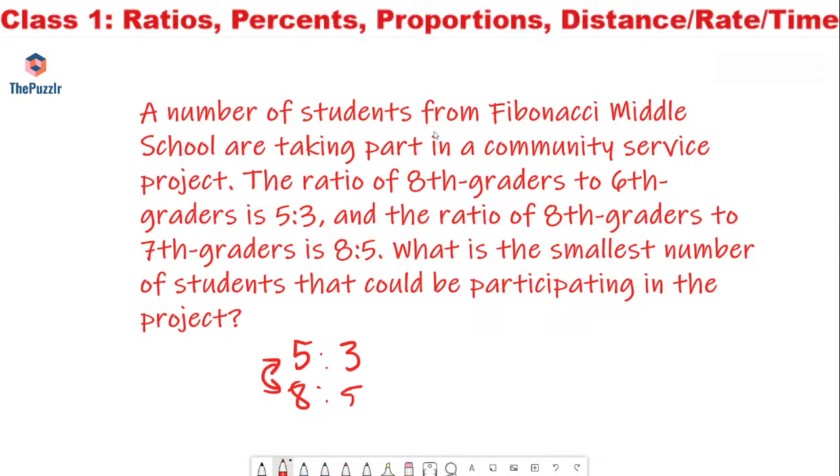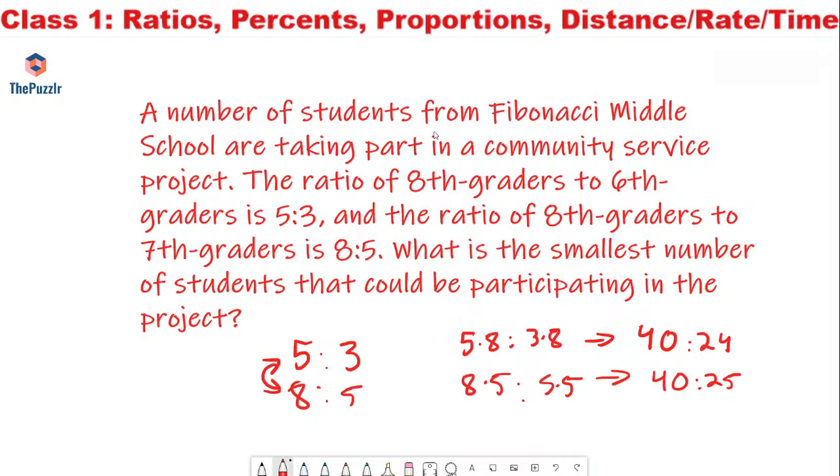So 5 to 3, we multiply both terms by 8. We get 5 times 8 to 3 times 8, or 40 to 24. And 8 to 5, we get 8 times 5 to 5 times 5. This gives us 40 to 25. And now we can create a common ratio. The number of 8th graders is 40, the number of 6th graders is 24, and the number of 7th graders is 25.